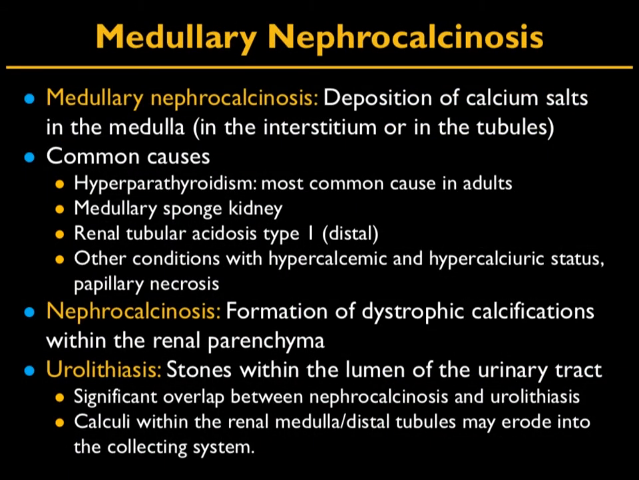Now, with medullary nephrocalcinosis, the deposition of calcium salts is in the medulla. Some of the common causes: hyperparathyroidism is the most common cause in adults, medullary sponge kidney, renal tubular acidosis type 1, and other conditions with hypercalcemia and hypercalciuric states, which can lead to papillary necrosis. Nephrocalcinosis is the formation of dystrophic calcifications within the parenchyma, and urolithiasis is stones within the lumen of the urinary tract. And again, we all know that there's a significant overlap between nephrocalcinosis and urolithiasis.